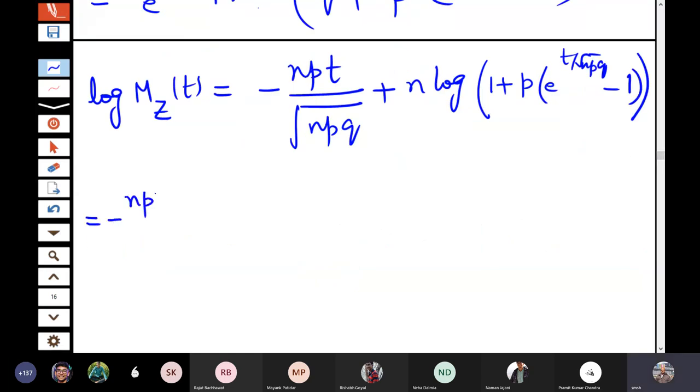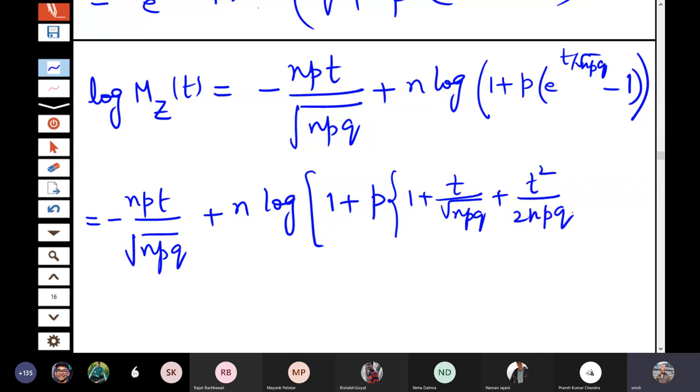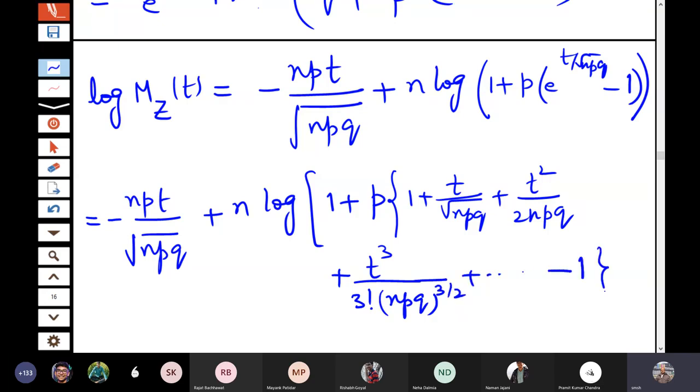So this is minus npt by root npq plus n log of the inner term, 1 plus p, and let us expand this e to the power t by root npq. That gives us 1 plus t by root npq plus t square by 2 npq plus t cube by 3 factorial (npq) to the power 3 by 2, and so on, minus 1.